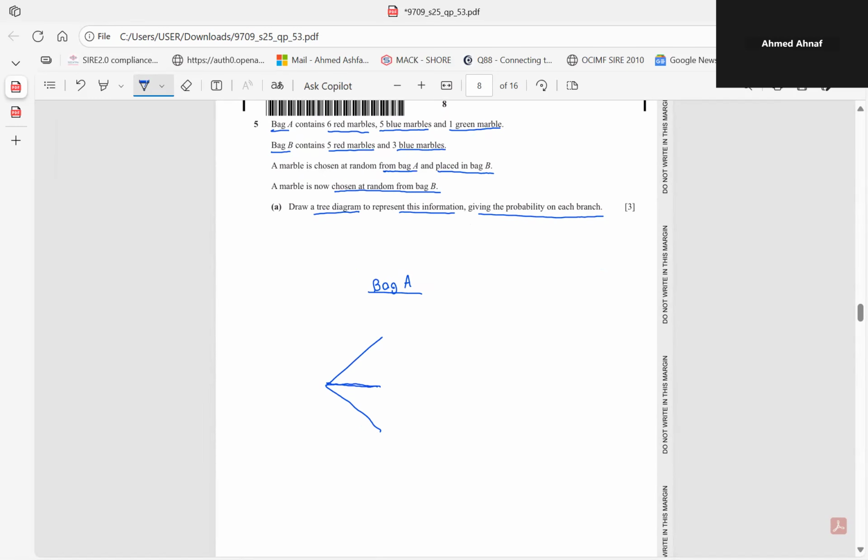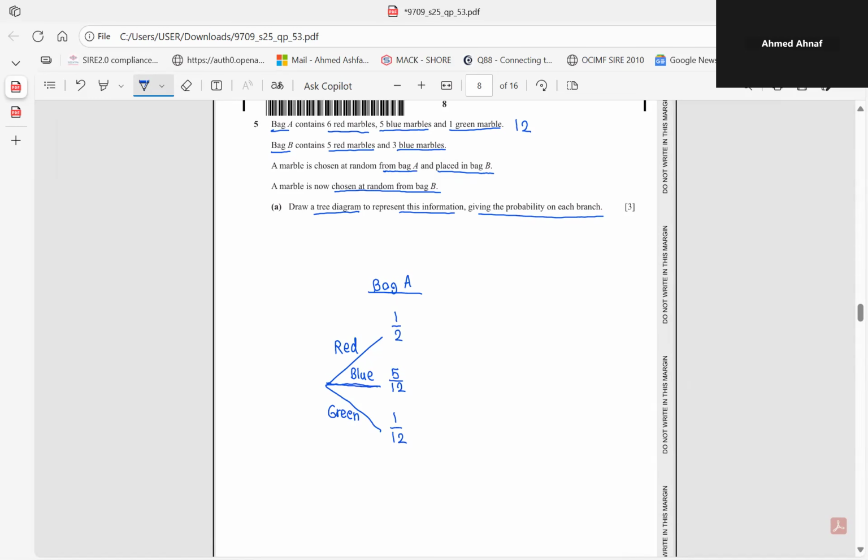Okay, so for red, the probability is 6 over 6 plus 5 plus 1. That would give you 12. So 6 over 12, that is just 1/2. And then for blue, that is 5 over 12. And then for green, that's just 1 over 12.